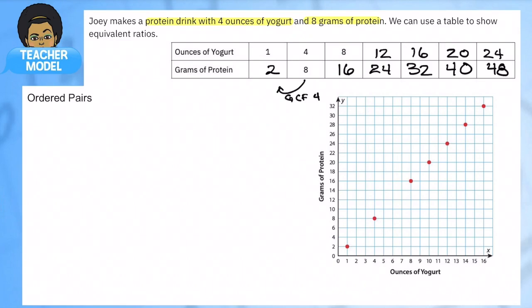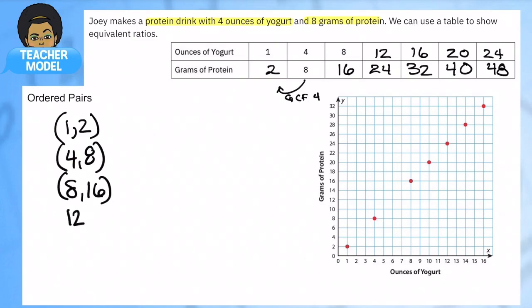However, we're going to write them as ordered pairs. So we're going to take each of those points, those fractional ones, and we're going to write them as a pair. And they're going to look just like when we use the colon. So our first ordered pair is just going to be 1, 2, followed by 4, 8, 8, 16, and 12, 24.